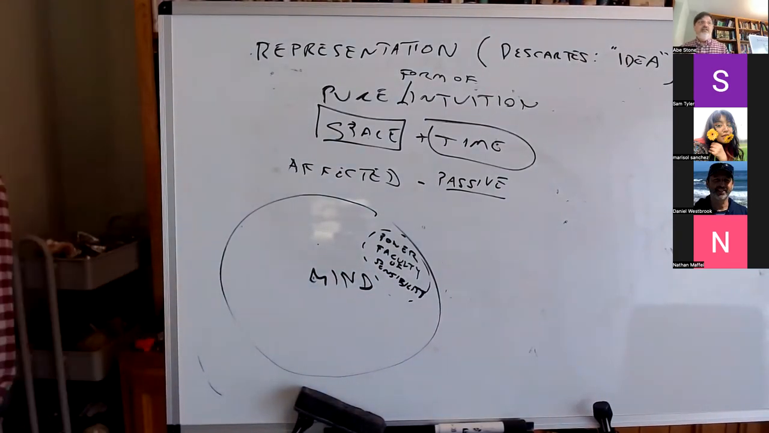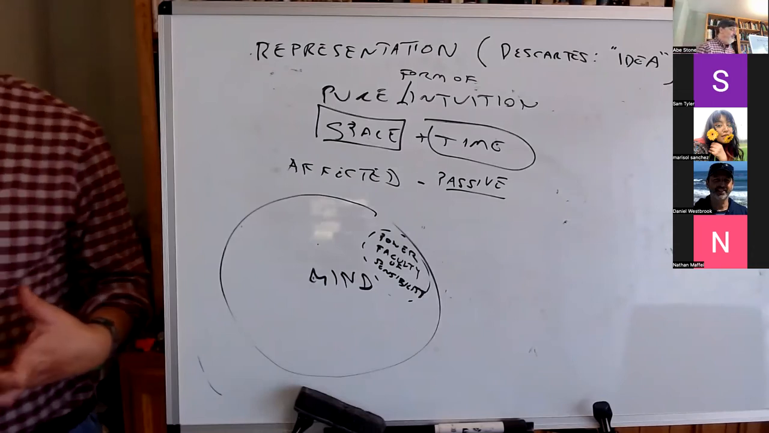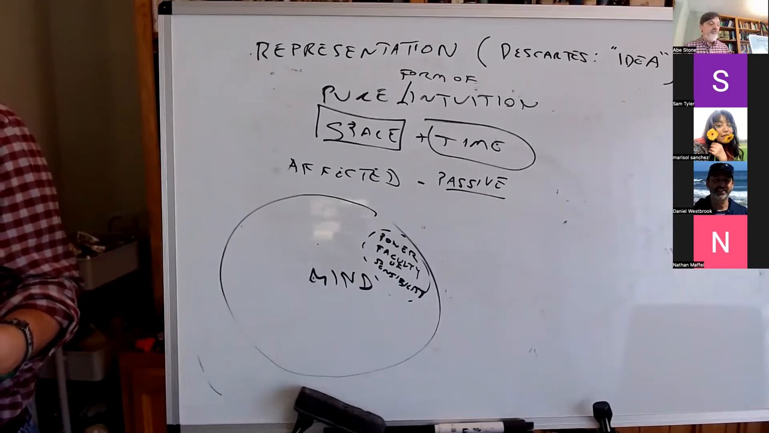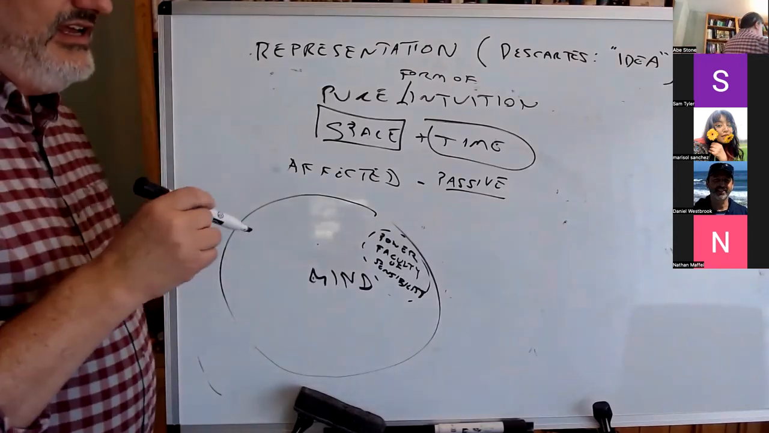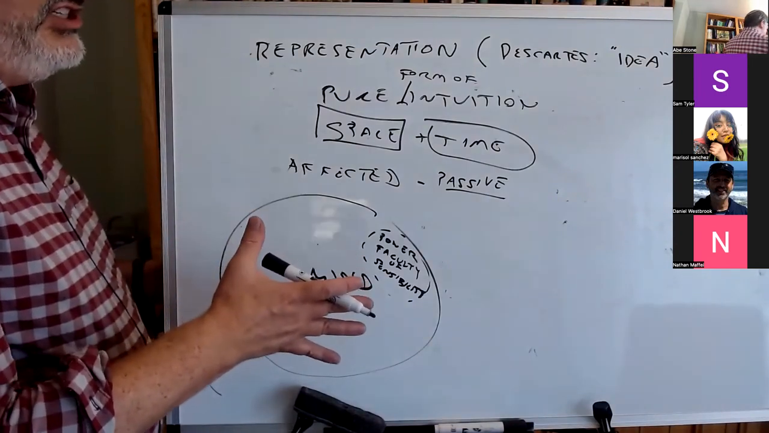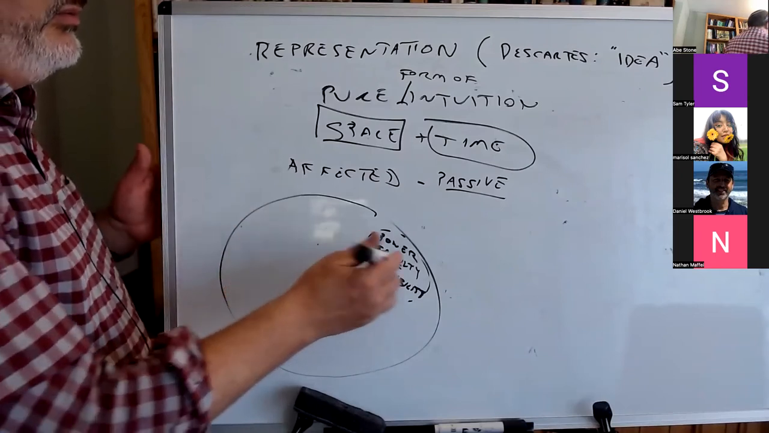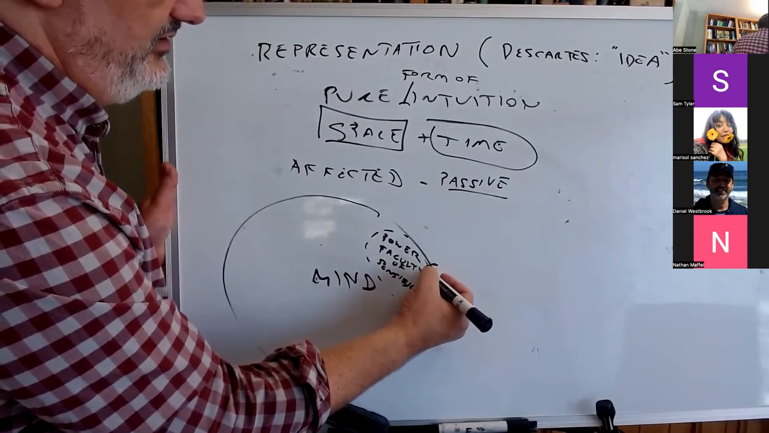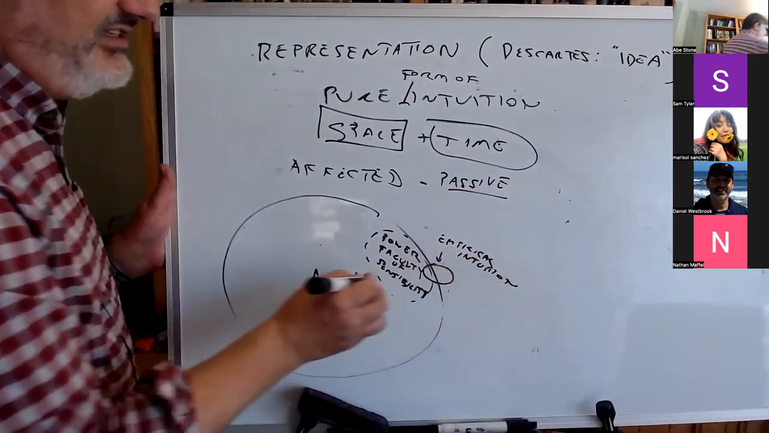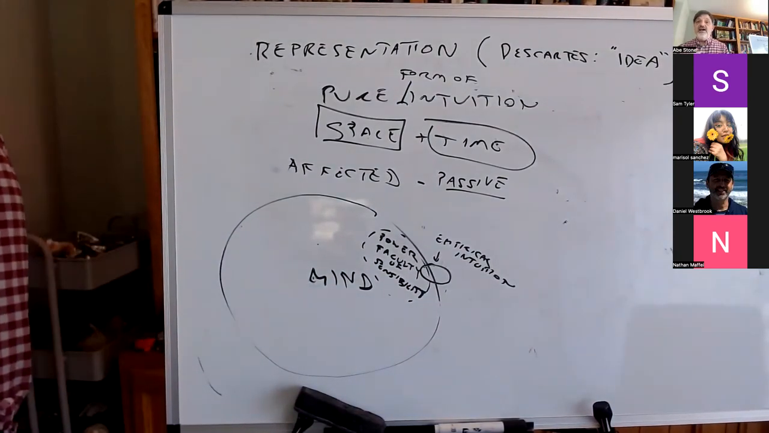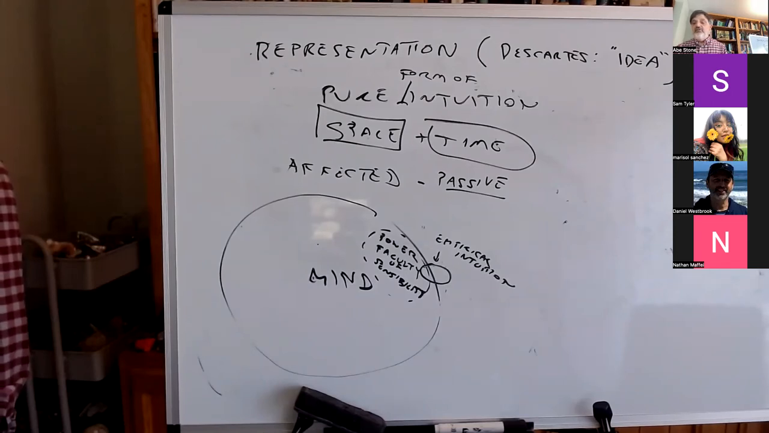Just as in a piece of wood, there's a power or faculty of being burnt. In us, there's a power or faculty of being affected in such a way as to allow us to represent the thing that's affecting us. When that power or faculty or potentiality is actual, then we have an empirical intuition. So this, as we would say in Aristotelian terminology, is an act of the faculty of sensible intuition.